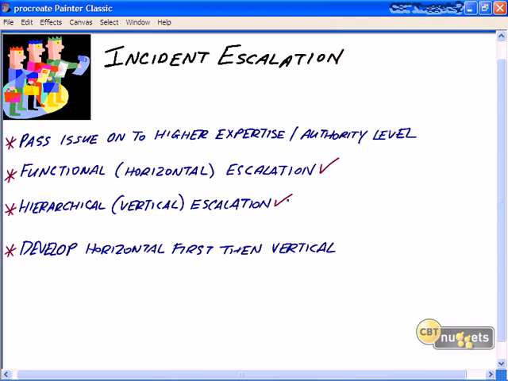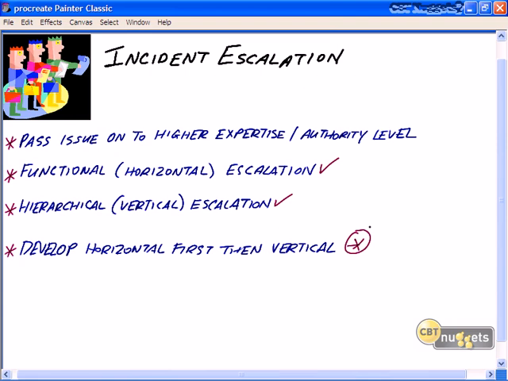Now what we want to do from a design standpoint is fully develop the personnel and the systems of the functional or horizontal escalation first, to make sure that you have the personnel in place, the co-workers, the special skill sets, the access privileges, the individuals that have more time to allocate, before we fully develop that hierarchical escalation by creating second, third, or N tiers.